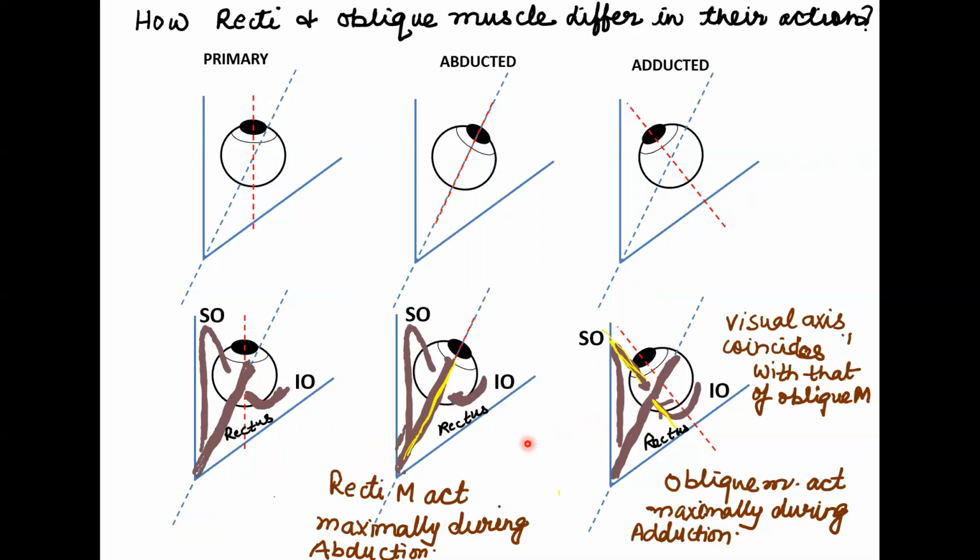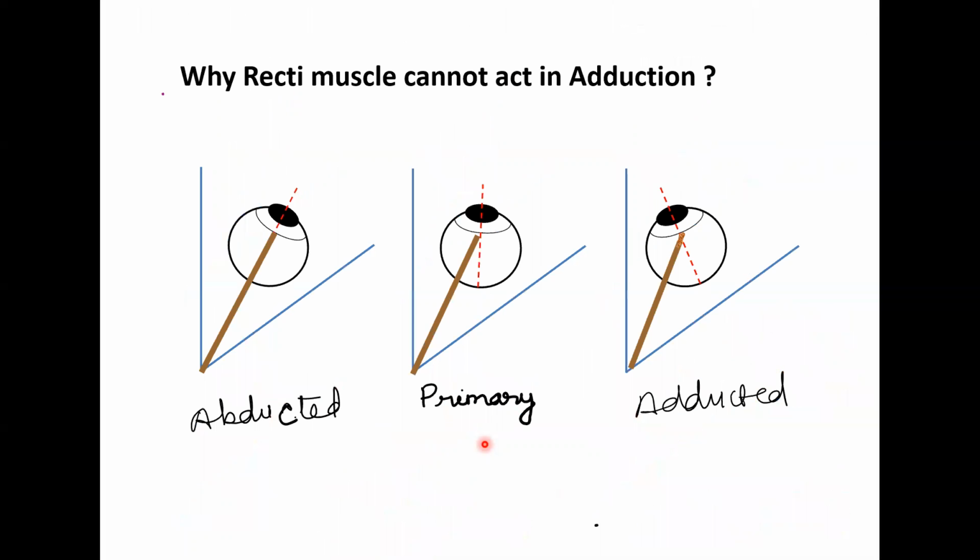So by this, we are clear about the difference in the action of the recti and the oblique muscles, and why recti muscles cannot behave properly in the adducted position. We can see in this slide, first is the abducted position, second primary, and third is the adducted position. As the eyeball moves from the lateral to primary position and then to medially rotated position, the recti muscles which were maximally taut or contracted in the laterally rotated position become loose and lax when the eye is medially rotated, so they cannot function maximally in the adducted position.